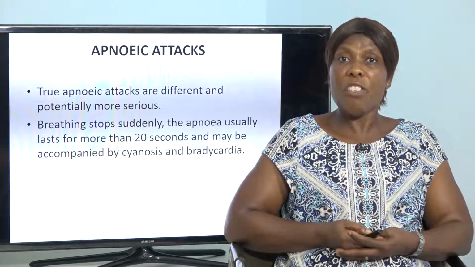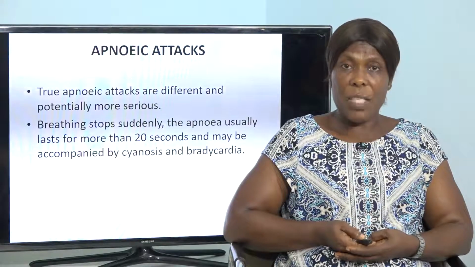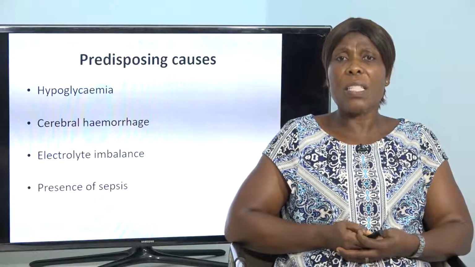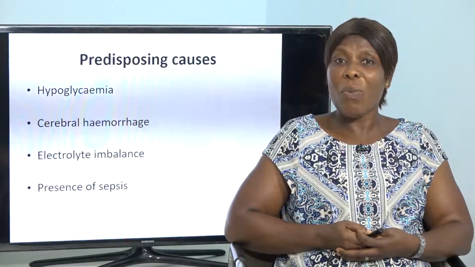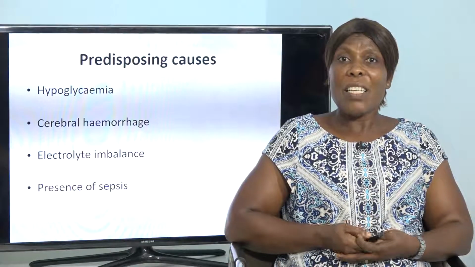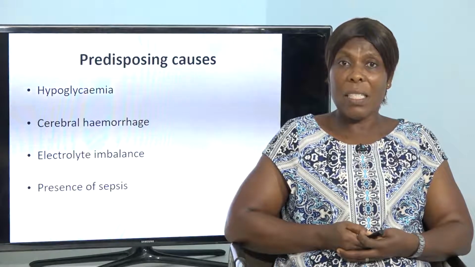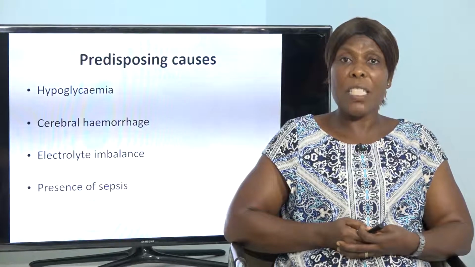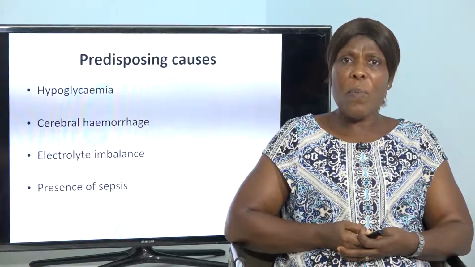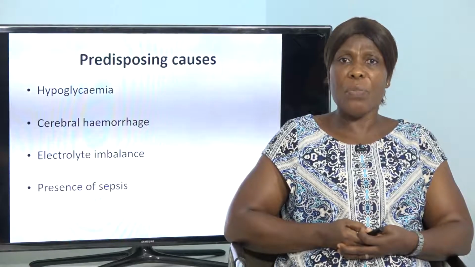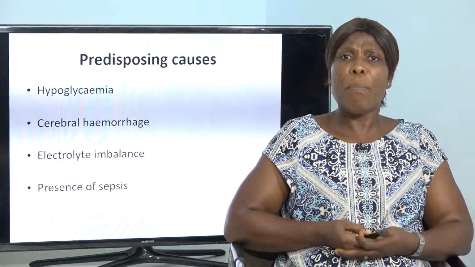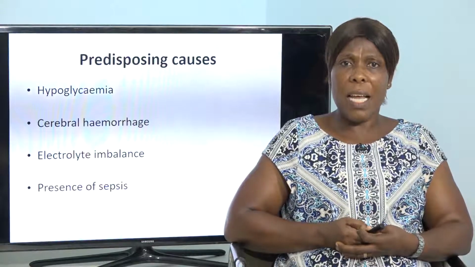So you need to observe the baby critically. If there is need for resuscitation, you resuscitate the baby, and if possible, you also give oxygen. What are the predisposing causes of this apneic attack? Number 1 is hypoglycemia, where there is no sugar or glucose in the blood. That is why nutrition is one of the major principles in managing preterm babies. The moment they are born, within 2 to 3 hours, you need to feed these preterm babies. Hypoglycemia alone can bring about this apneic attack.